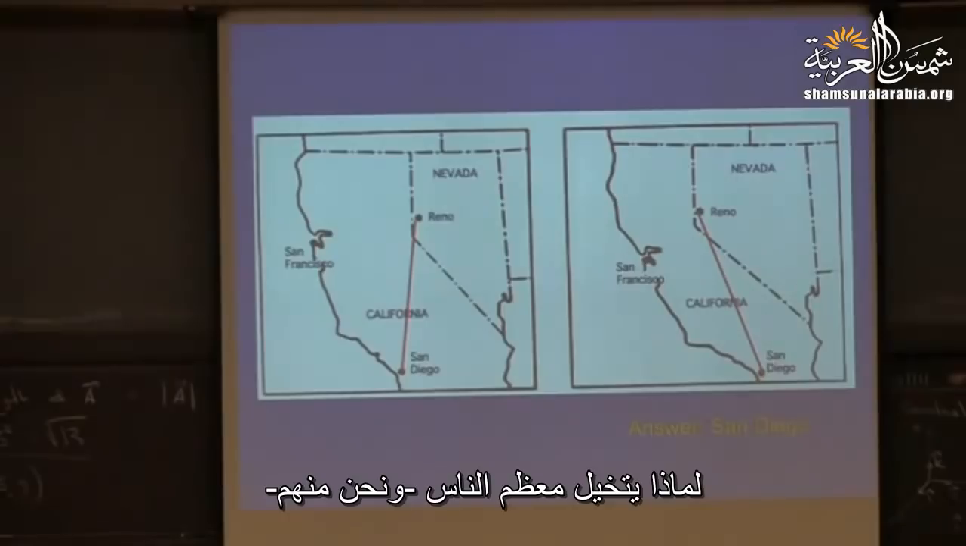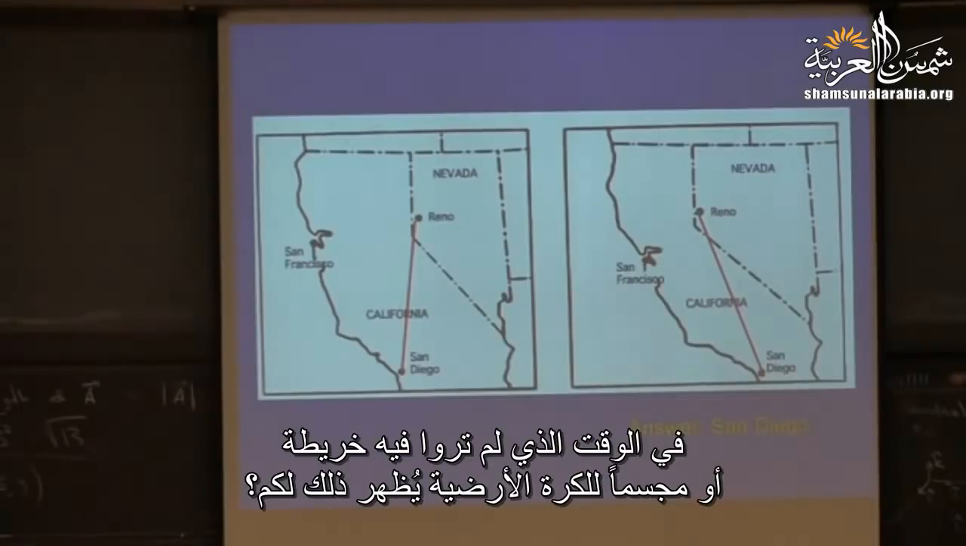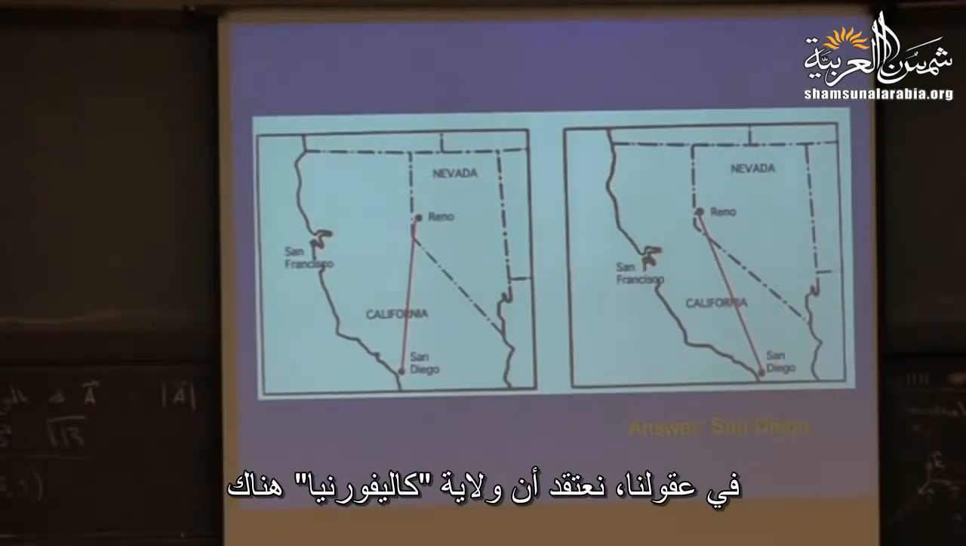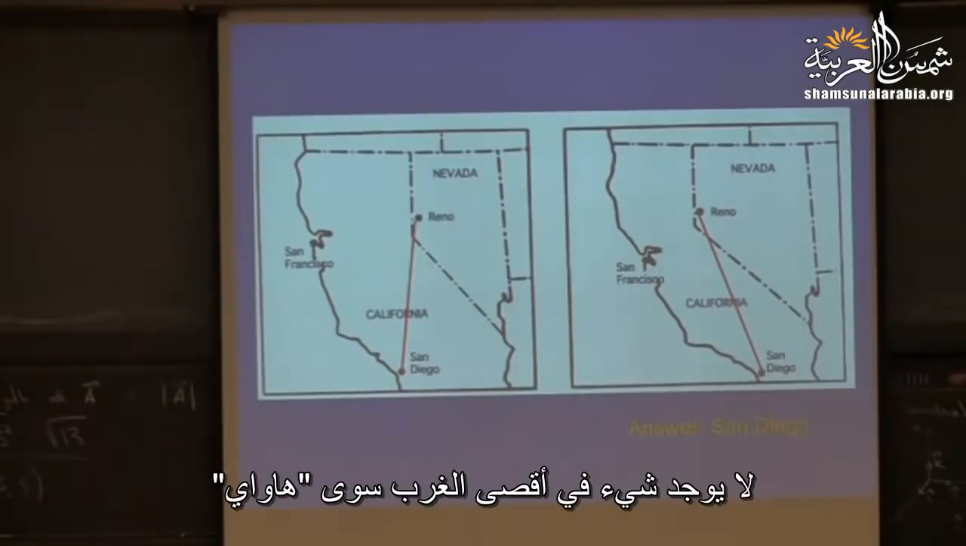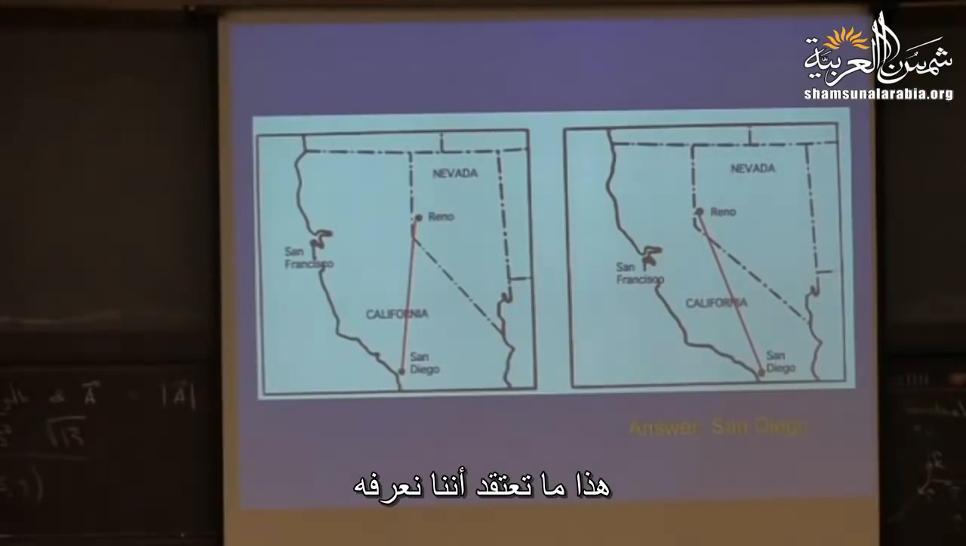Why do we imagine, and most people do, that Reno is further east, when you've never seen a map or a globe that's shown you that? Never, ever, ever. Yeah? Because it's farther from the ocean. Because in our mind, we go, California is way out there, right? There's nothing, you know, Hawaii is the only one out there farther west, right? So our mind makes this answer despite that, and that's what we might think we know.